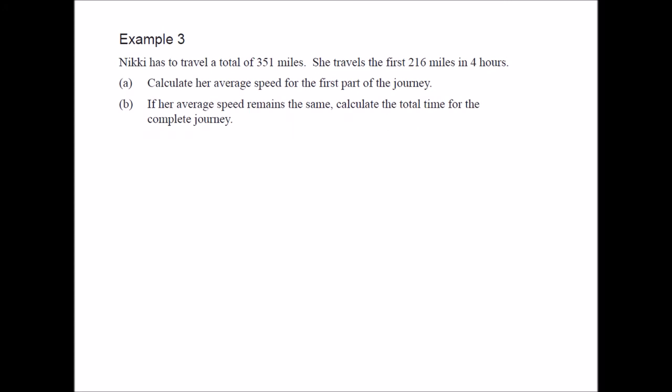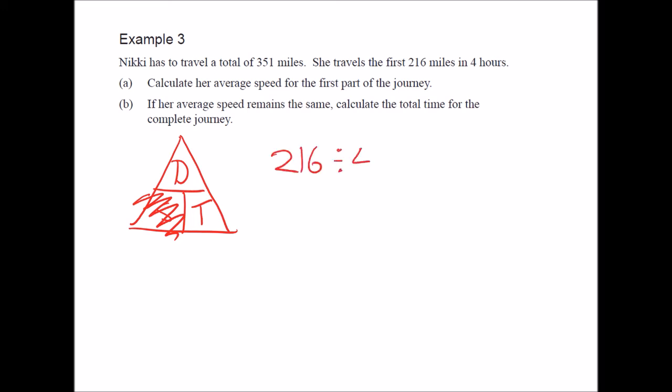Okay, third example, Nikki has to travel a total of 351 miles. She travels for the first 216 miles in 4 hours. So first of all, we're going to calculate the average speed for the first part of the journey. So let's use the triangle again, speed, distance, time. So this time we want to calculate the speed, so we'll cover that up. We can see it's distance divided by time. So 216 divided by 4 is what we've got to do, and that is 54 miles per hour.